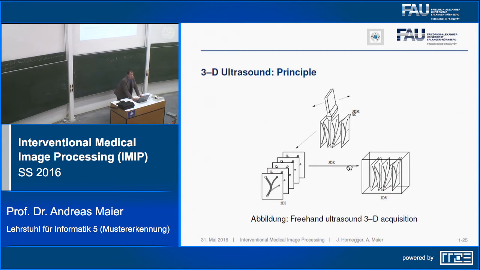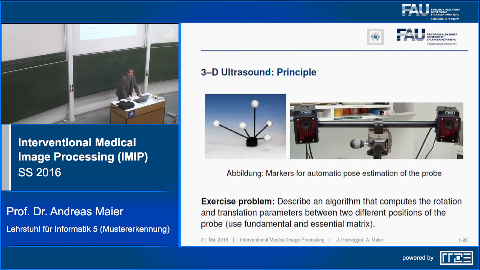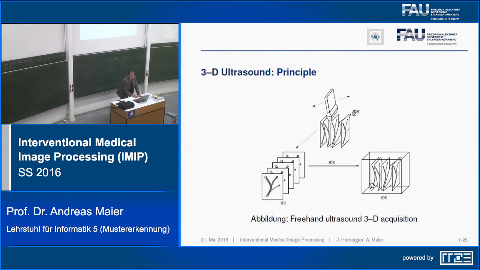And this is where our camera calibration comes in. So this is where we use some kind of marker system. And here we have a marker that we could attach to our probe. And then we could take, for example, a stereo camera system and try to track the markers here. And once we track the markers and they're synchronized with the ultrasound system, we will know how these slices are oriented with respect to each other, and then we can resample the volume such that we get a true 3D volume.